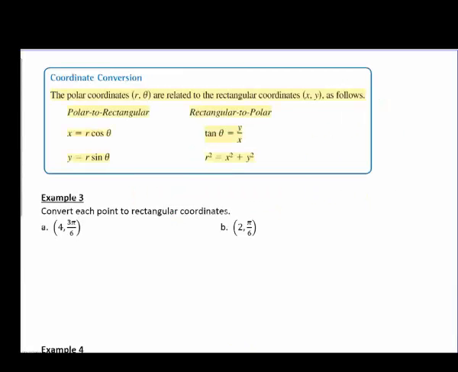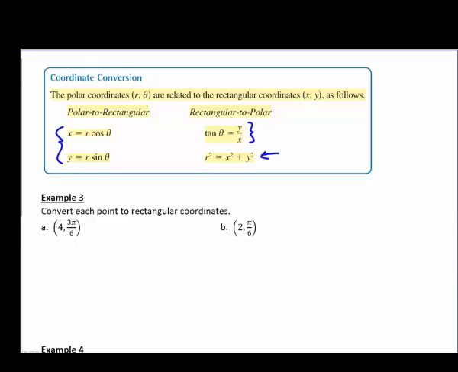If we want to convert from polar to rectangular, we have those two equations that we just found. And then if you want to go from rectangular to polar, remember that we can use the tangent, so y over x. And then we also know that we're making right triangles, so we can use the Pythagorean theorem there to find our theta and our r value.